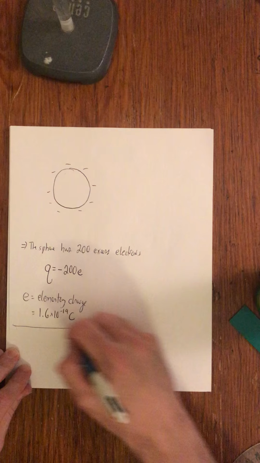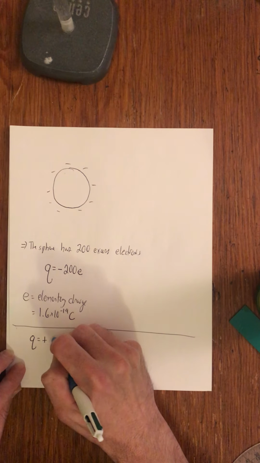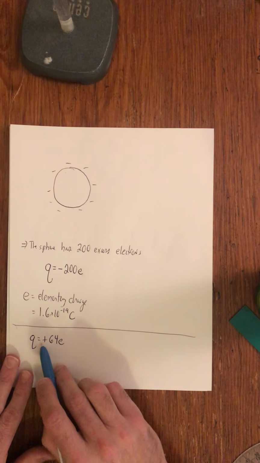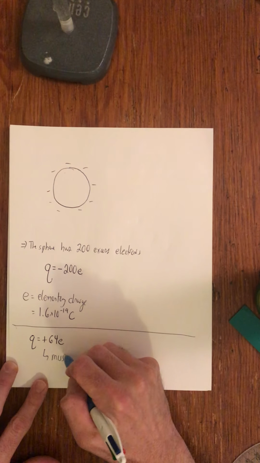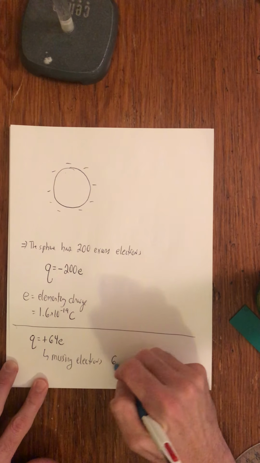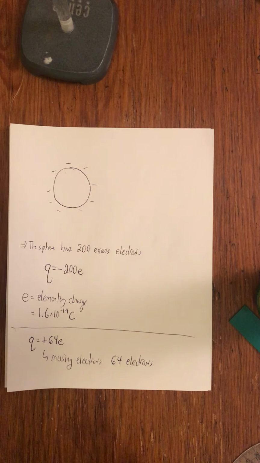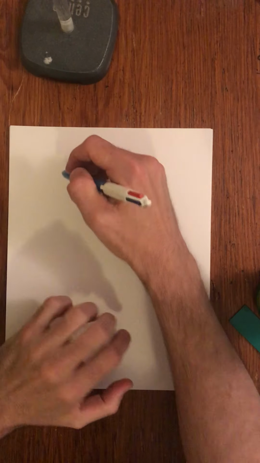Okay, so I don't know why I drew that so big. Let's say we had something that had a Q of positive 64 E. What would that mean? Well, the positive means that this thing is missing electrons. How many is it missing? It's missing 64 electrons. Okay, that's how this goes with the number. If something is negative, it has an excess of electrons, something's positive, it is missing electrons.